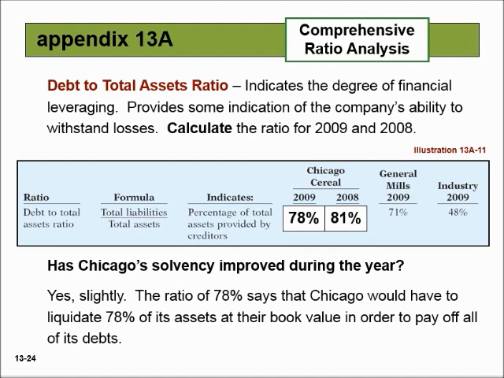But if we take a look at the industry, we see that on average people are below the 50% mark when it comes to the amount they owe compared to what they own. And so the industry average is about 48%. General Mills is at 71%. So we owe a lot of money to people. So we owe more out there than others do.